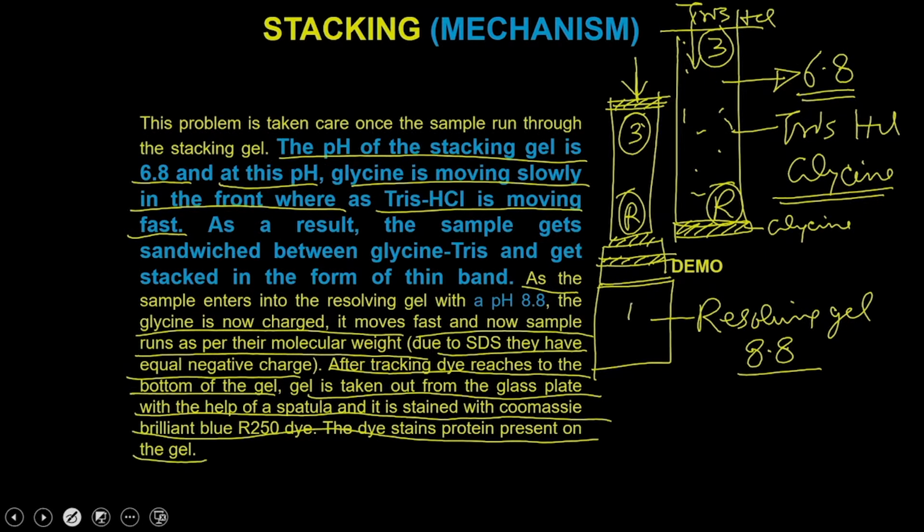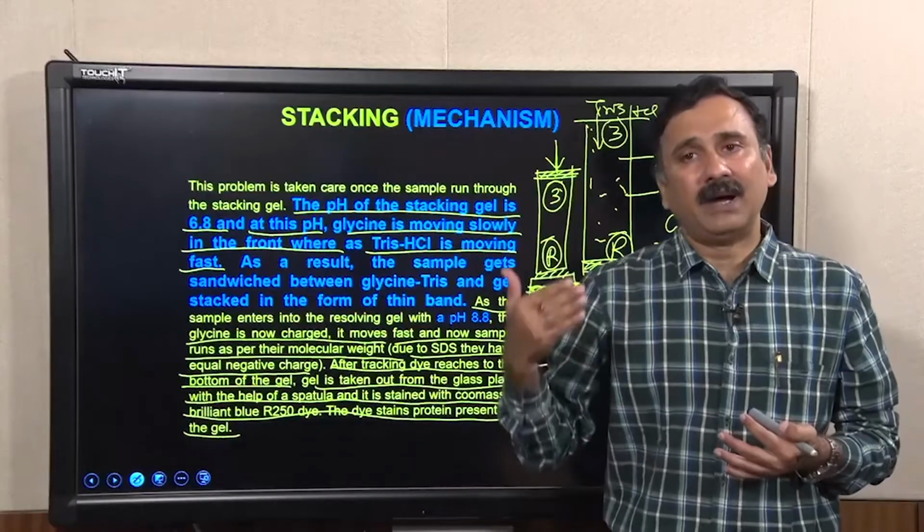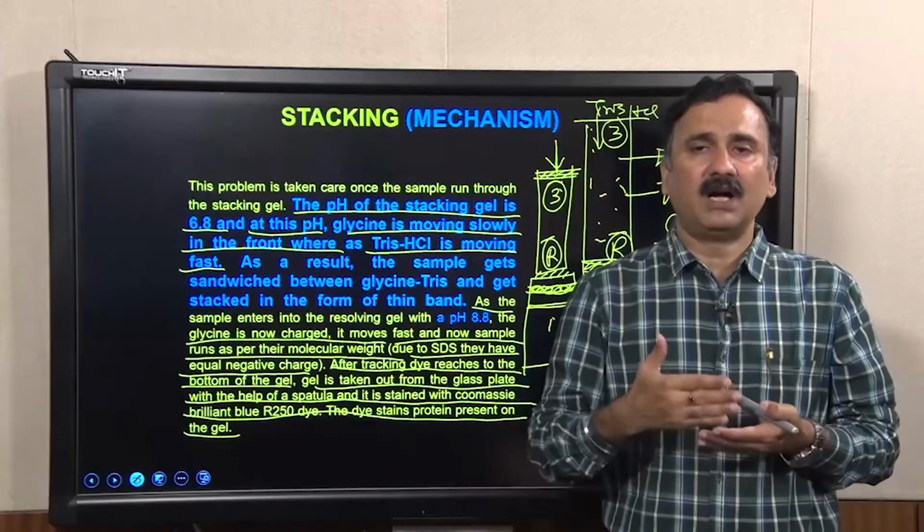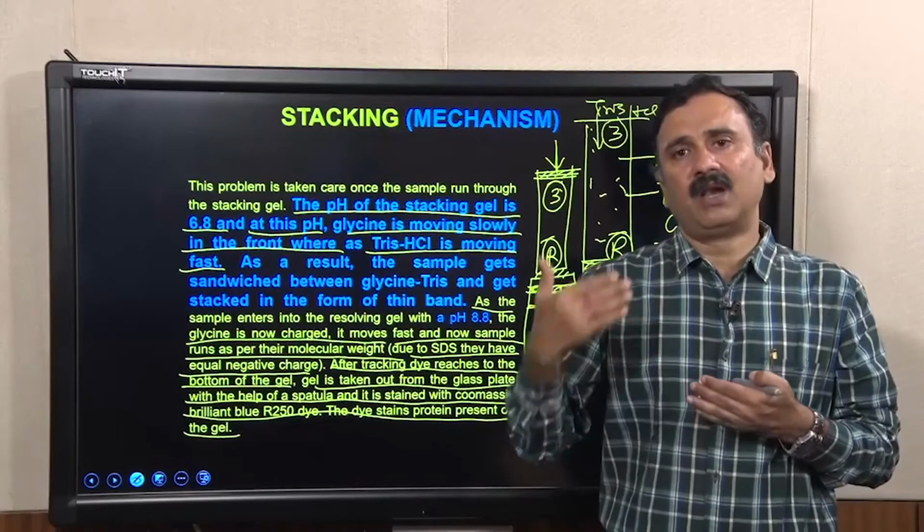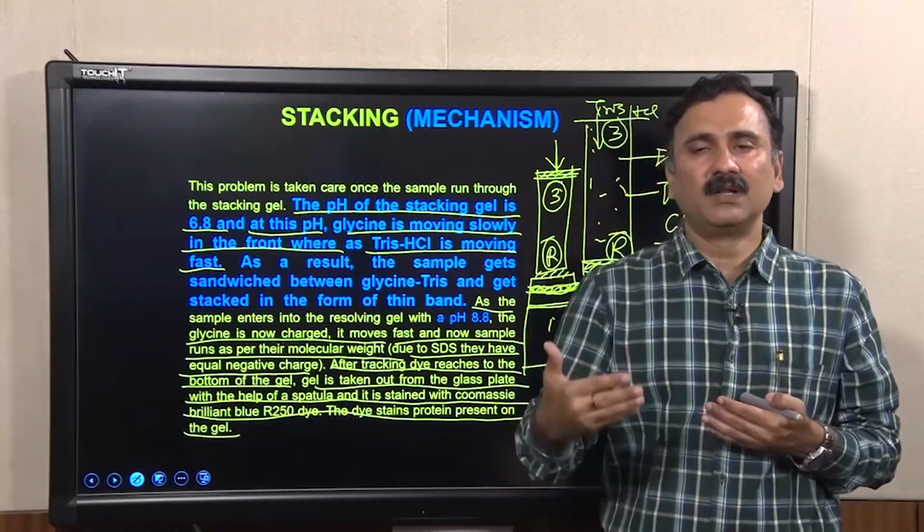So, as soon as it enters the stacking gel, this blockage of the glycine is removed, and as a result the molecules are resolved based on molecular weight. The higher molecular weight proteins run slower and the smaller molecular weight proteins run faster.